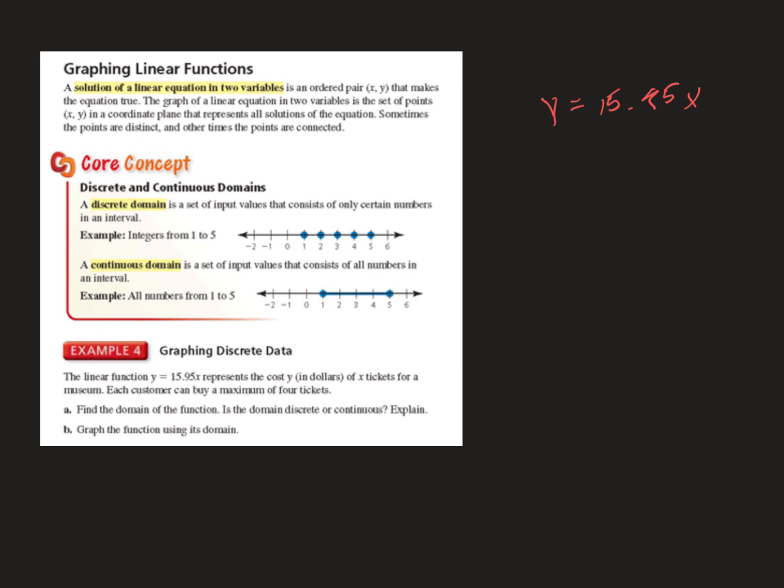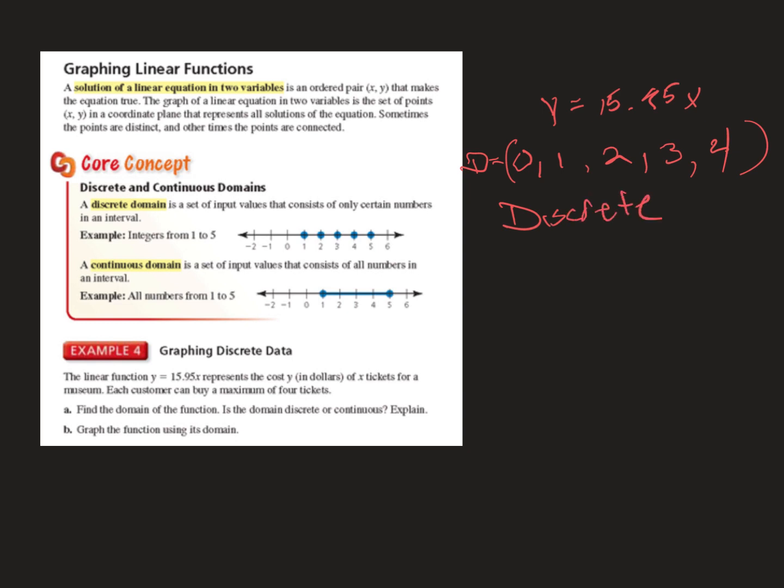Okay, does it make sense to buy a half a ticket to the museum? No. So our domain is going to be, a person can buy no tickets, they can buy 1 ticket, they can buy 2 tickets, they can buy 3 tickets. The max they can buy is 4 tickets. So our domain is 0, 1, 2, 3, 4. Is it discrete or continuous? We talked about it being discrete.